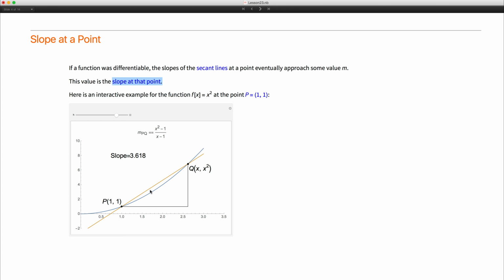Here's an example to illustrate that. You have the curve x squared, and you have the point (1, 1) on it, and you want to work out the slope at that point. At the moment, the slope is 3.618 for the secant, but now I try to bring the point Q closer to P, and as I bring it closer, the value of the slope approaches the correct value, which is eventually 2. So that's the idea of slope at a point. You take secant lines and then you take a limit of those lines as you approach the point.